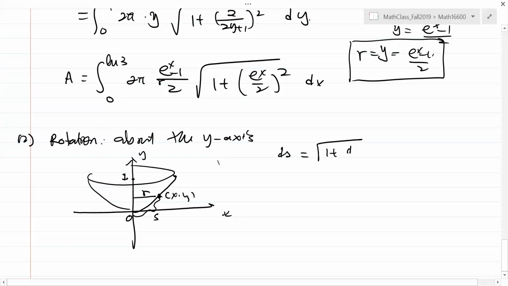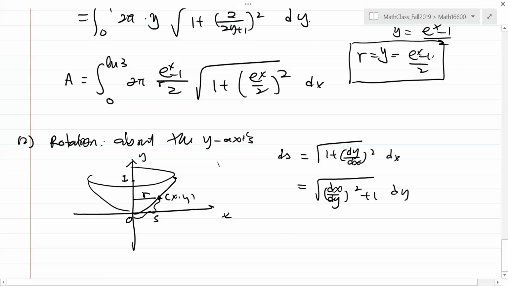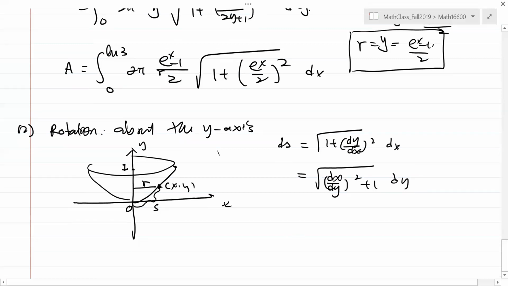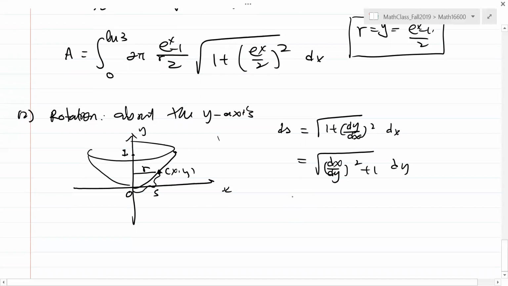You have the square root of (dy over dx) squared plus 1 dx. You also have the square root of (dx over dy) squared plus 1 dy. You have to make the right choice. It depends on what you're given, because if you're given x equals, sometimes you cannot solve for that. So if you are given, you know, x equals natural log of 2y plus 1, it's better to use the y variable. Then you don't need to solve for y in terms of x, right?